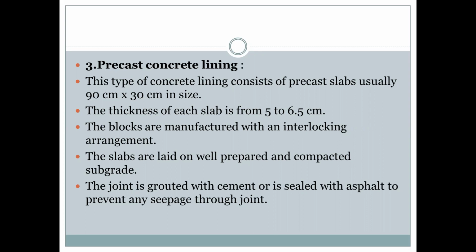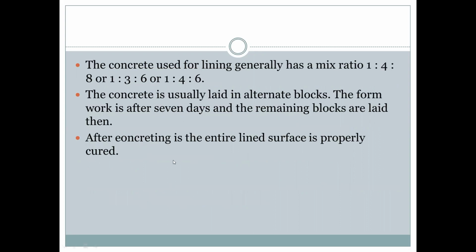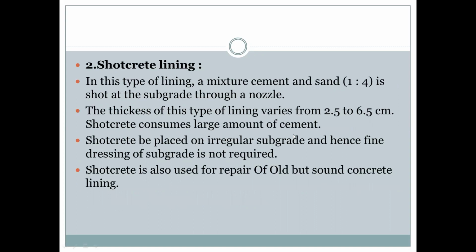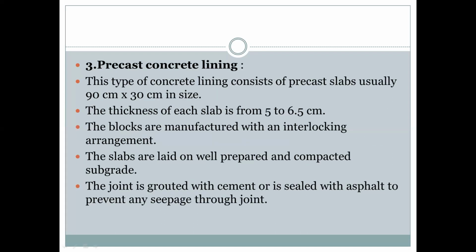They are laid in blocks, as in concrete lining. The concrete slab is laid in alternate blocks. In this also, the precast slabs are laid in alternate blocks. These are manufactured in the industry. The blocks are manufactured with an interlocking arrangement.